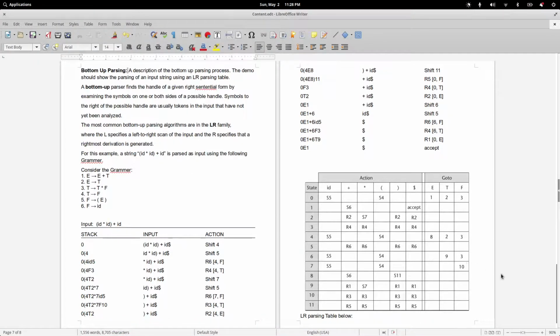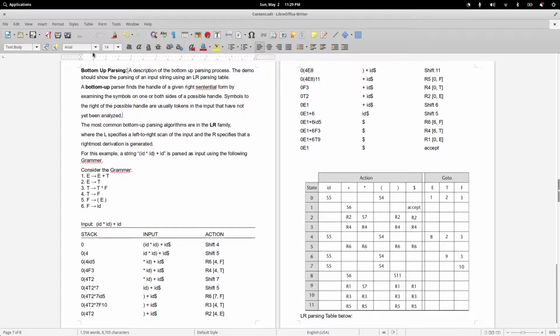In this recording, I'm going to be doing a demonstration of bottom-up parsing, in which case bottom-up parsing finds the handle of a given right sentential form by examining the symbols on one or both sides of a possible handle. Symbols on the right of the possible handle are usually tokens in the input and have not yet been analyzed. The most common bottom-up parser algorithms are in the LR family, where L specifies the leftmost scan of the input and R specifies that the rightmost derivation is generated.